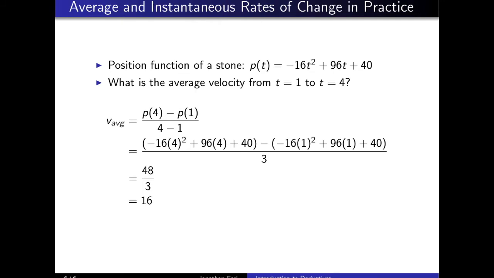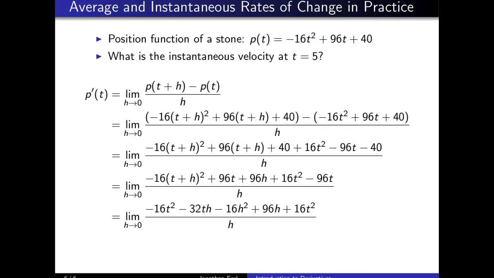And then when we expand everything out and simplify, what we see is that our average velocity is going to be 16. If we want to be really precise, we should also include units. Let's say our stone is being measured in feet, and our time unit is seconds. So our average velocity over the time interval 1 to 4 is 16 feet per second.